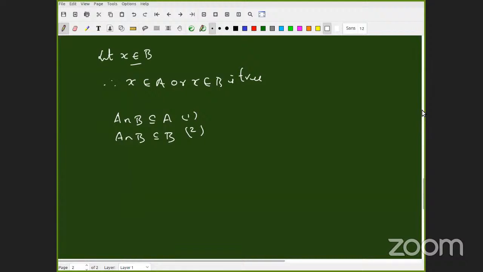Let X belong to A intersection B. Very good. Then by the definition, X belongs to A and X belongs to B. Therefore, X belongs to A. Excellent. Because it belongs to both, therefore it will belong to each one. Therefore, it belongs to A. How many of you understood the proof?